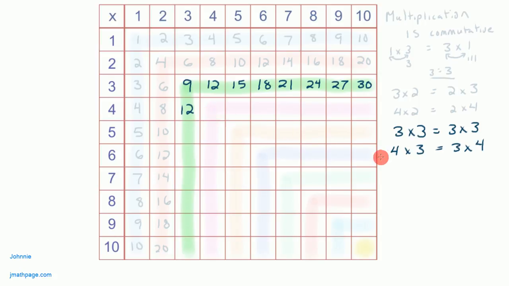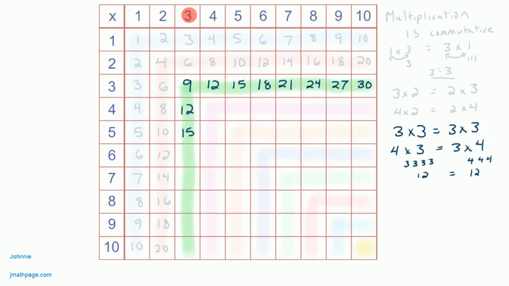Now why is that? 4 times 3, you could think about this as being 3 and 3 and 3 and 3, which makes 12. 3 times 4 we could think of as 4 and 4 and 4, which also makes 12. So they're the same, right? Let's keep going. 5 times 3 is the same as 3 times 5, which is 15.